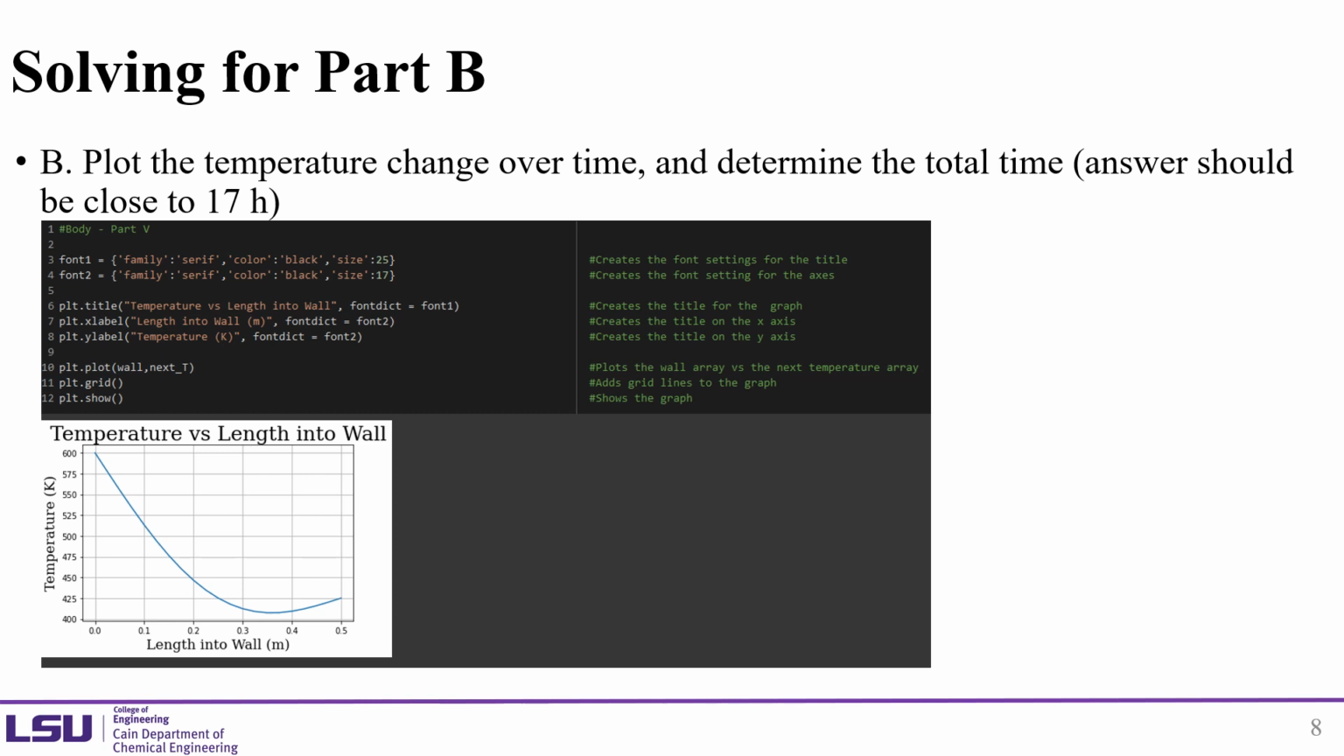For part B of this problem, we needed to plot the temperature change over time. This was done by using the code plt.plot(wall, next T), which plots the arrays of the wall and next T against each other. The following lines of code display the graph and add a grid to it, while the previous lines of code create the fonts and titles for the graph.